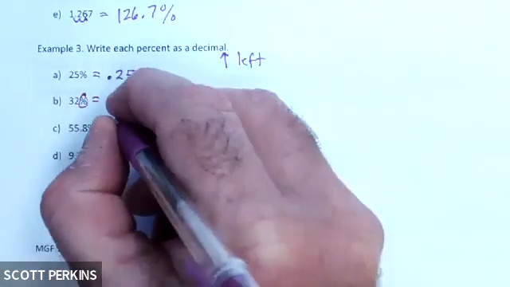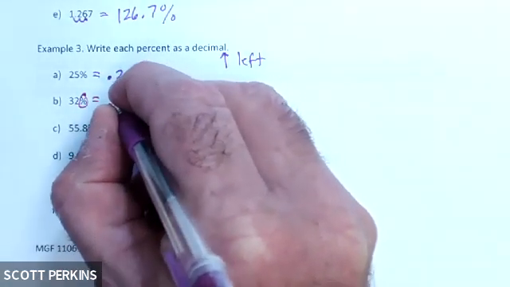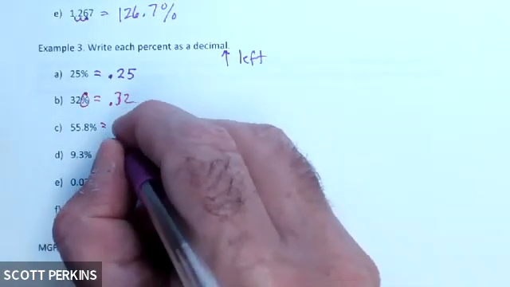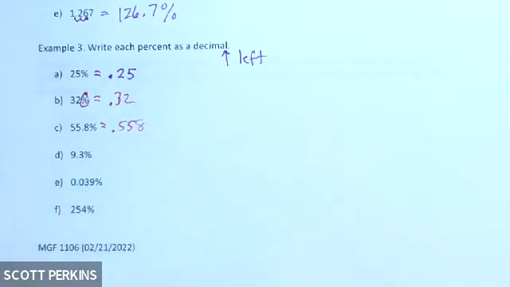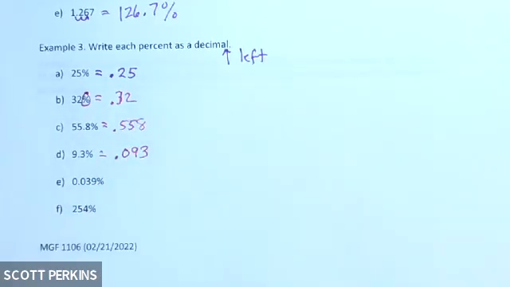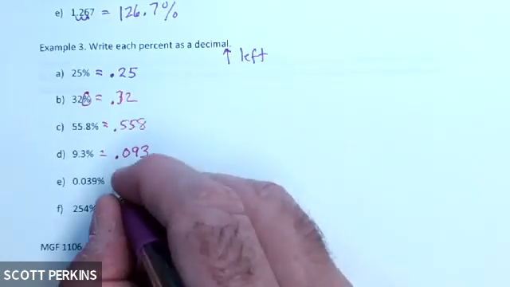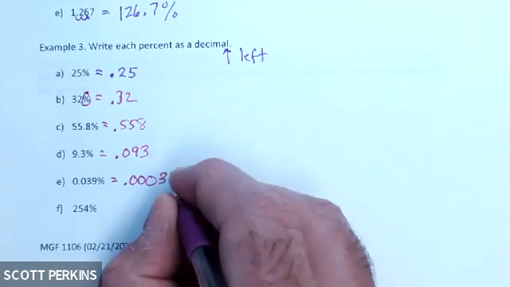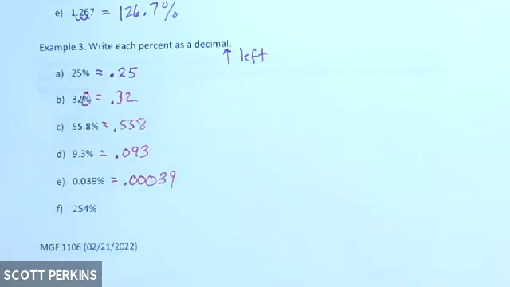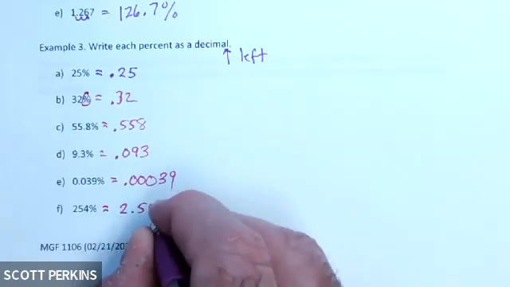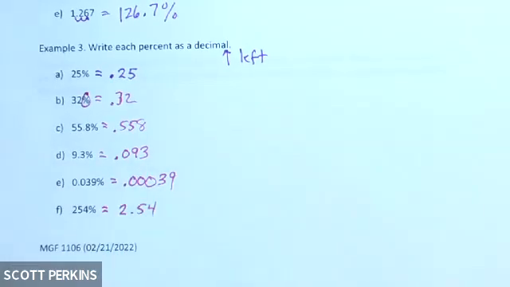So 32 divided by 100 is 0.32. 55.8 divided by 100 is 0.558. 9.3 divided by 100 is 0.093. 0.039 divided by 100. Now there's a lot of zeros here, so we got 1, 2, 3 zeros, and then 39. And then last but not least, 254% becomes 2.54. Anything you're hung up on so far?